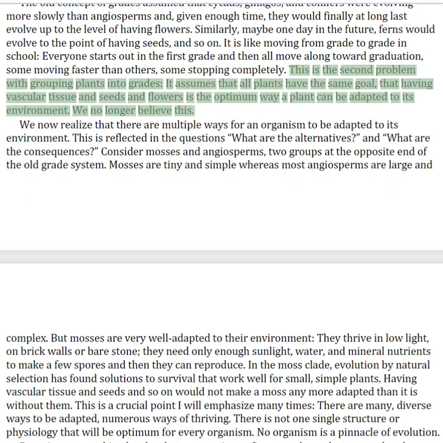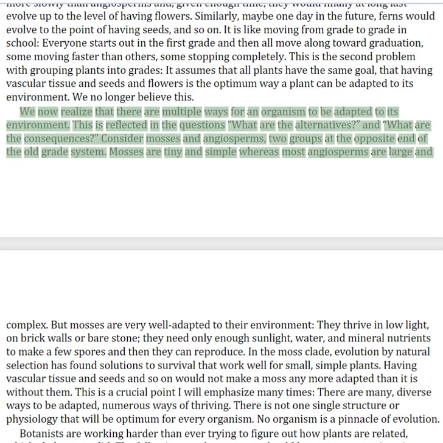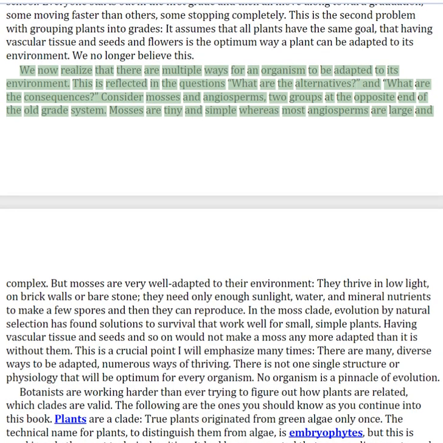It assumes that all plants have the same goal, that having vascular tissue and seeds and flowers is the optimum way a plant can be adapted to its environment. We no longer believe this. We now realize that there are multiple ways for an organism to be adapted to its environment. This is reflected in the questions, what are the alternatives, and what are the consequences?